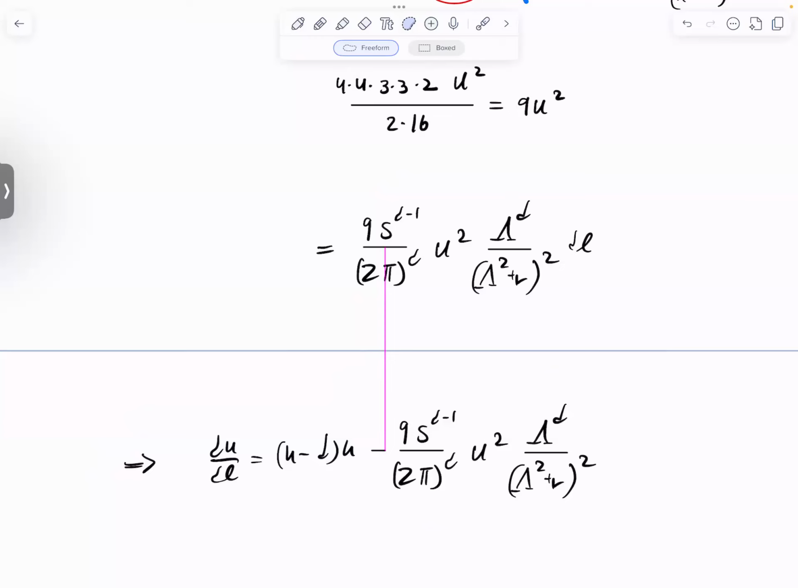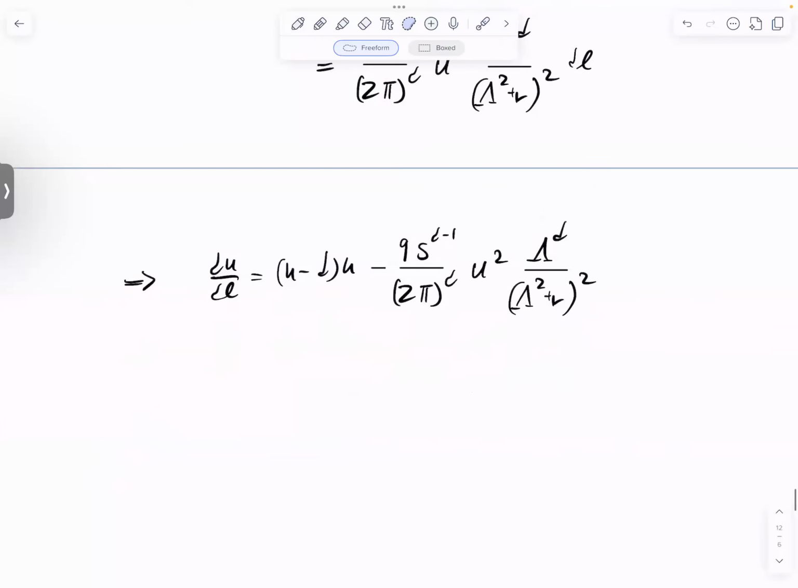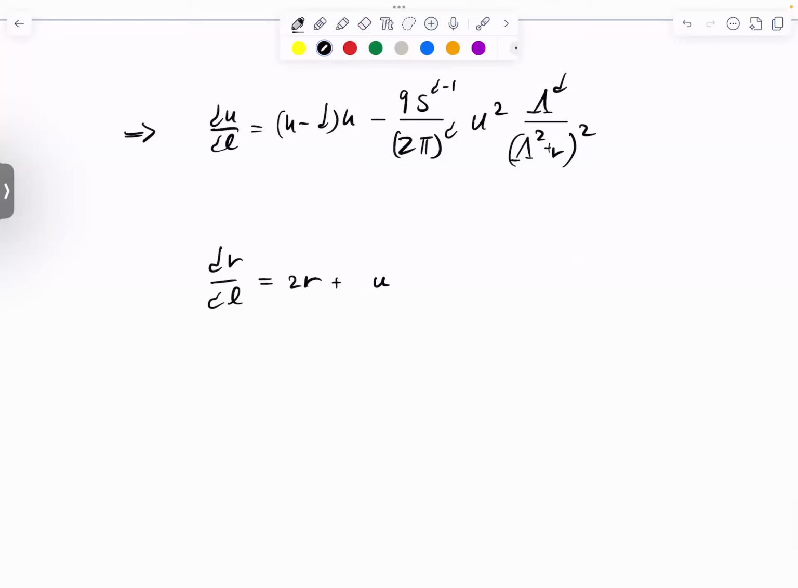Okay, so now we can do an analysis. Basically, you see that the structure of these equations is something like dr dl is equal to 2r plus some a u, or maybe I'll call it alpha, some alpha u, and du dl, basically at low, then we have 4 minus d u minus some beta, let's call it u squared.